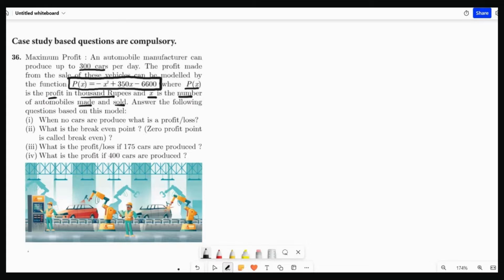So first let me write what equation is given to us. Polynomial in x, P(x) represents profit made by manufacturing x number of automobiles, which is -x² + 350x - 6600. So that is the equation. With this, the first question begins.